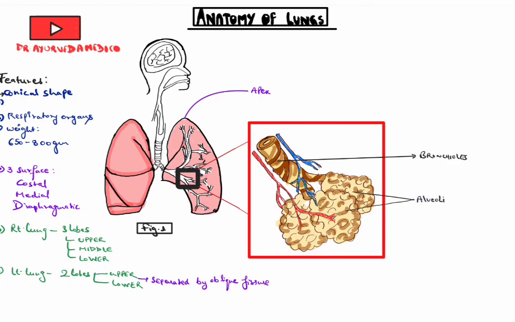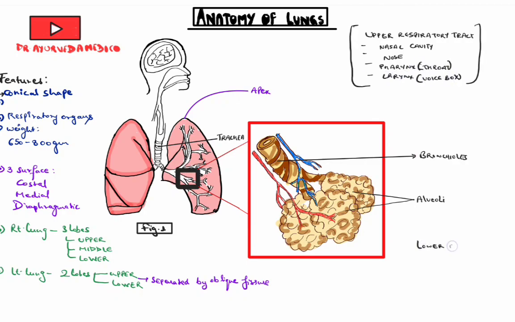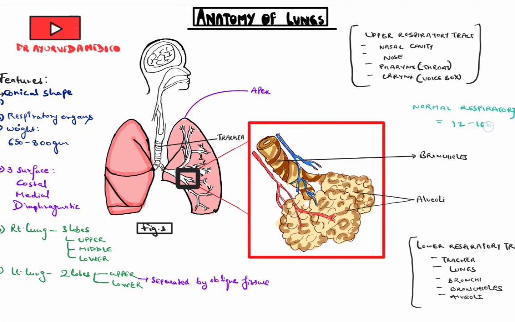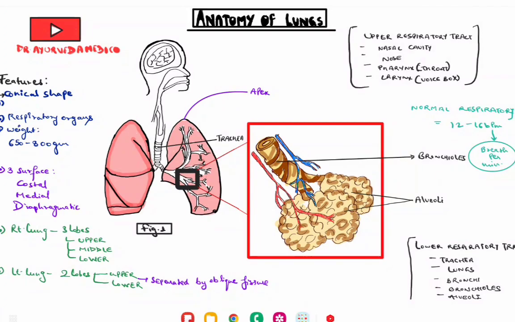Now as you can see here, this is the bronchioles, this is alveoli, trachea. Understanding the upper respiratory tract, it includes the nasal cavity, nose, pharynx which is throat, and larynx which is voice box. Now the lower respiratory tract is the trachea, lungs, bronchi, bronchioles, alveoli. All these are included as lower respiratory tract. Normal respiratory rate is 12 to 16 breaths per minute. It has innervation of subclavian artery.